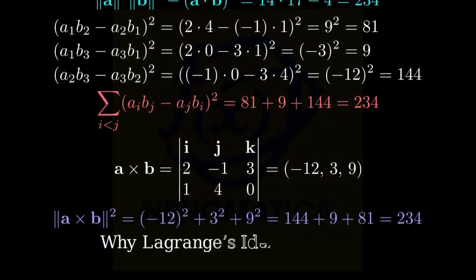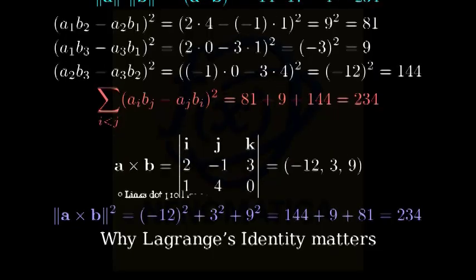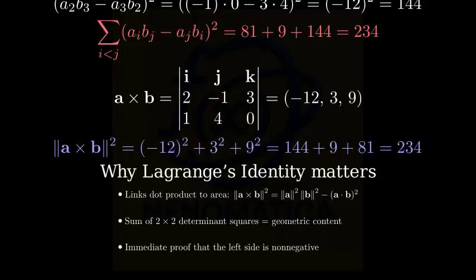Summary. Lagrange's identity says, product of squared lengths minus dot product squared equals a sum of squares of 2 by 2 determinants. In 3 dimensions, it equals the square of the area of the parallelogram, the cross product magnitude squared. It underpins the Cauchy-Schwarz inequality, connects algebraic minors to geometry, and explains why the cross product measures area.